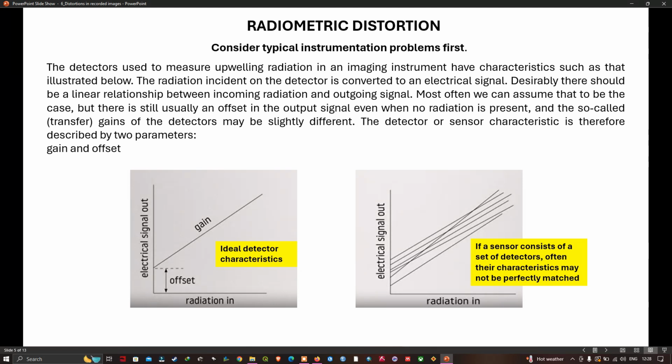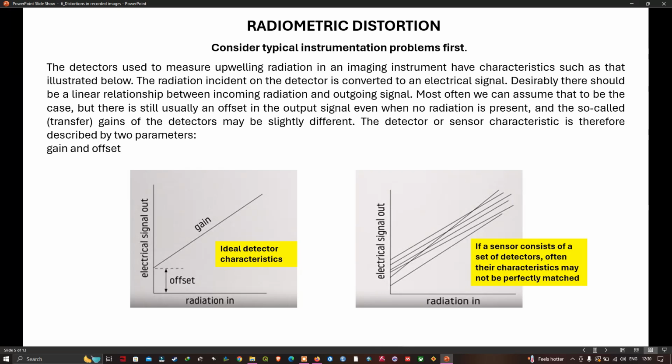The second property is the offset, which indicates the detector will generate a very small signal even if there is no radiation input. That is just a characteristic of electrical devices, sometimes called the dark current. It can be reduced by cooling the detectors.